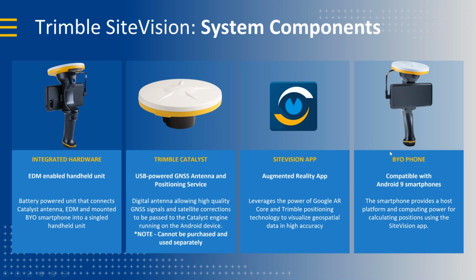One thing to note is it is a bring-your-own-phone system. Trimble does not offer a phone with this system, mostly because Google won't allow us to have the Google AR Core in our devices. We don't sell enough like Samsung does. So you would need your own phone with Android 9 or above.